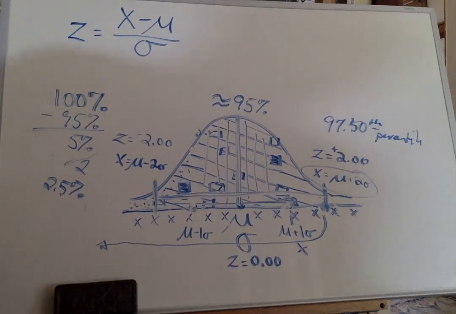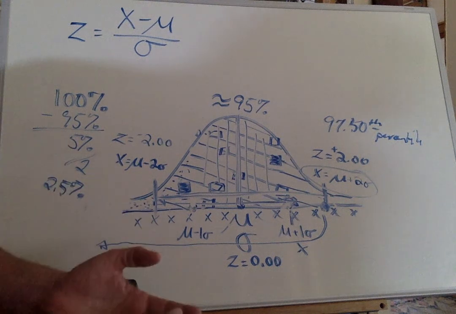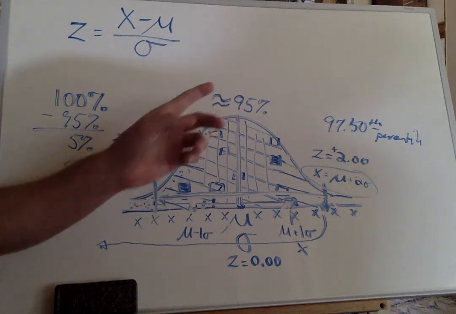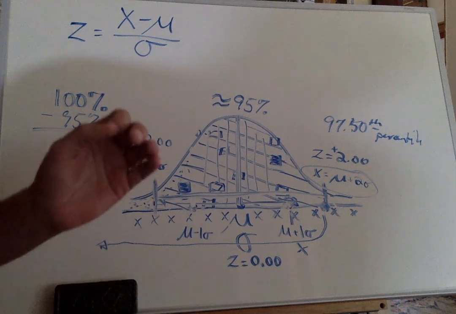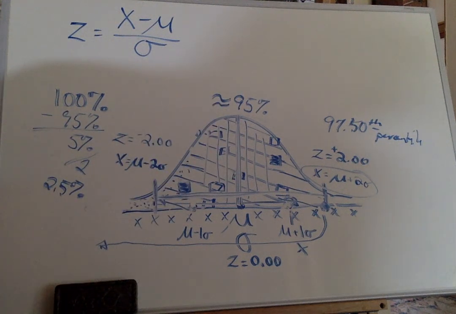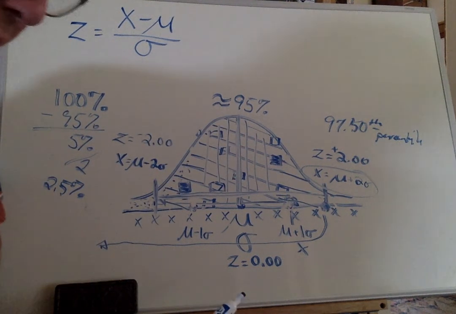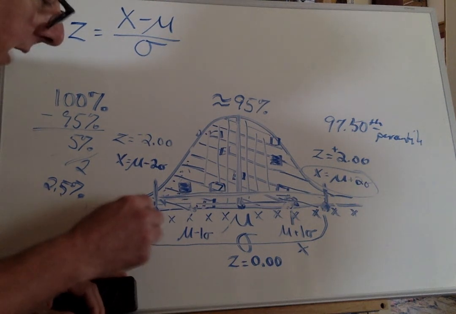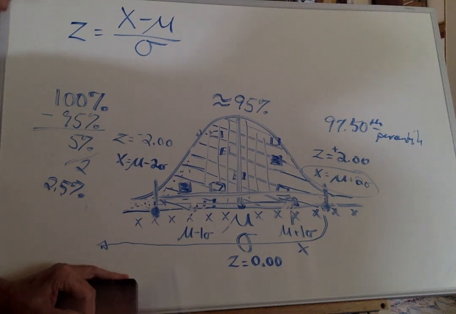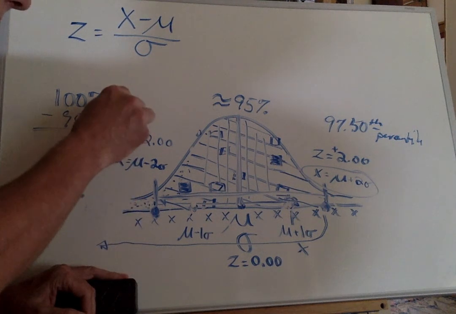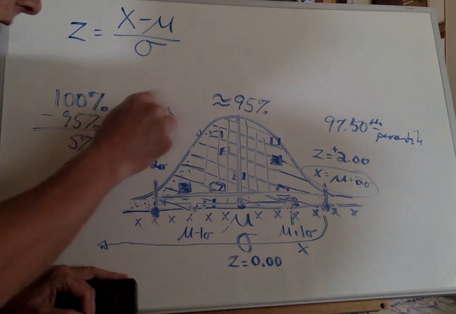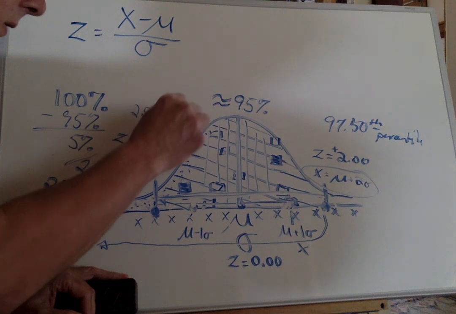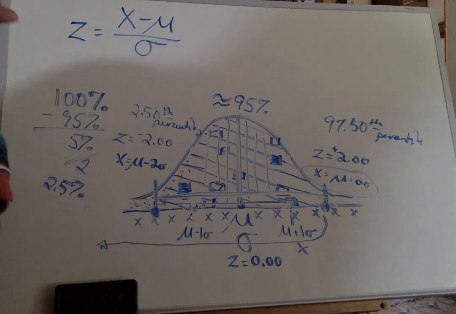Very few people, approximately 2.5%, fall above a z-score of 2. Very few people, okay? If my x-score was here, my percentile rank would be what? 2.5th percentile. Approximately, okay?